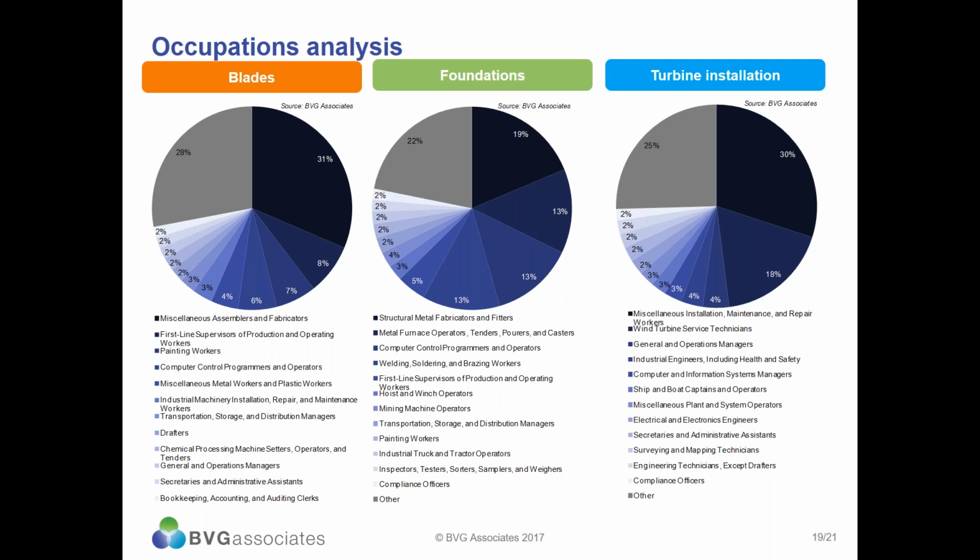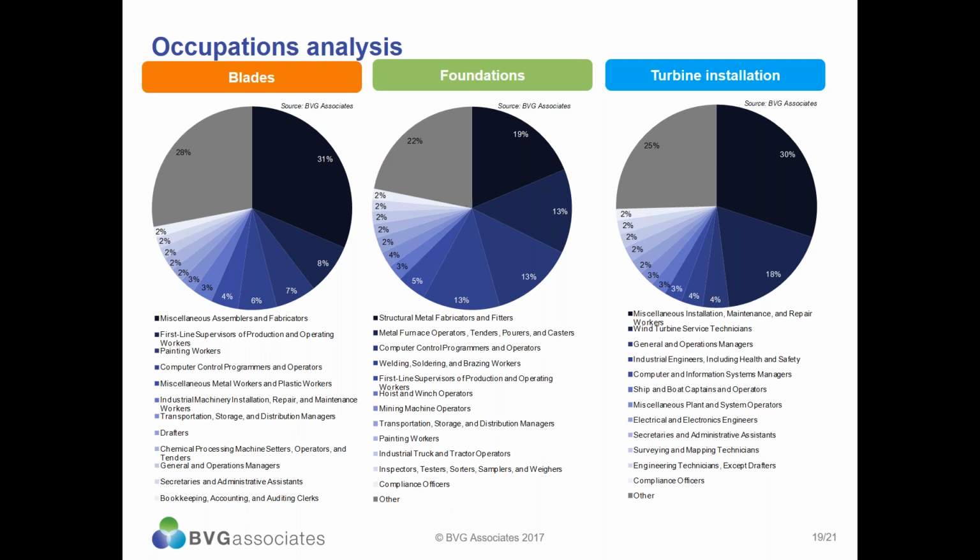If you're looking at foundations in the middle, you can see a lot of structural metal fabricators. Obviously, a lot of steel production. In a monopile, for example, maybe two thirds of the cost is actually in the steel, and so a lot of the jobs will be in those steel working professions. For jacket manufacturers, it's more manual, and you've got more welders and solderers and those kinds of professions.